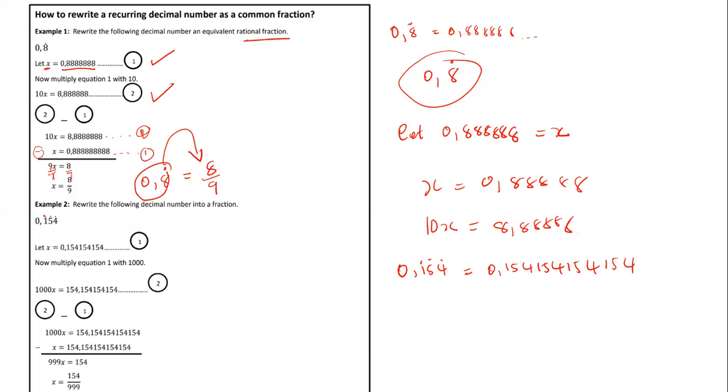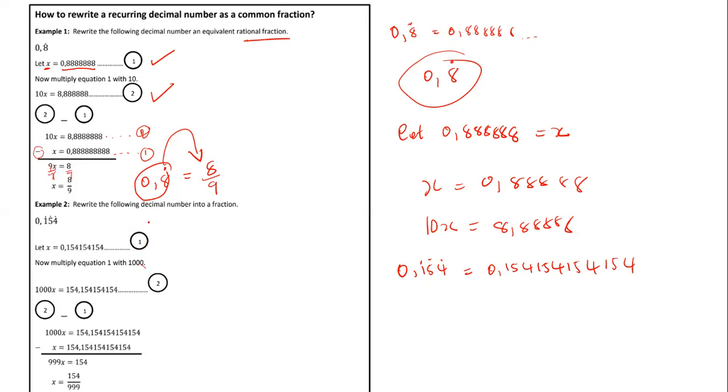So we're going to do the very same thing that we did in example number one. We're going to let x be equal to 0,154, 154, 154, and after letting x be that, we're going to call this equation number one. Now, bear in mind, here we're going to multiply by a different number. We are no longer multiplying by 10, but we are multiplying by 1,000.